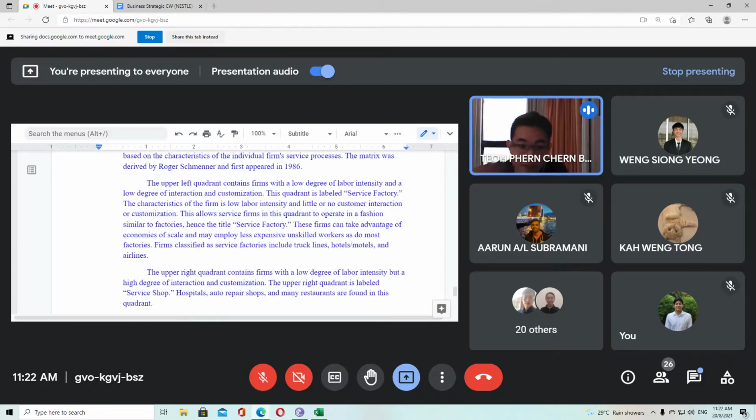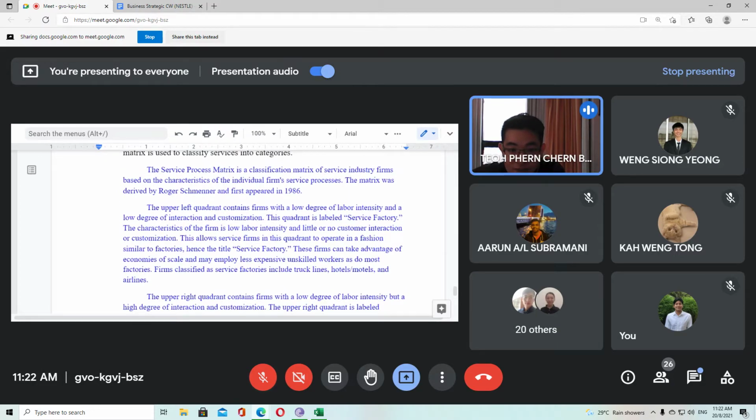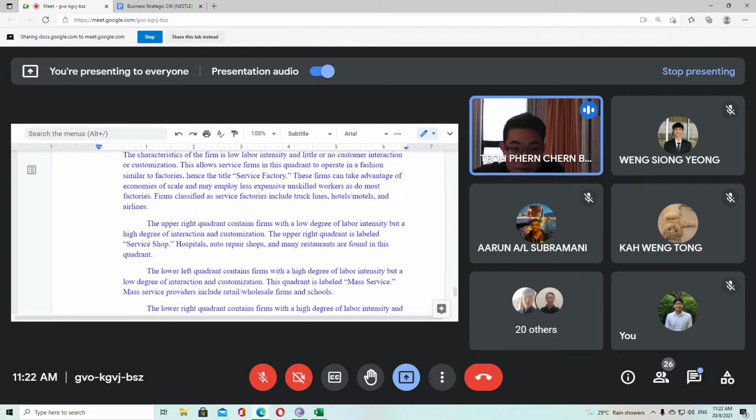All right, let's see something else. The next one, the only difference is labor intensity is still low, but you get a bit of customization. Hospitals, car repair shops, because your car has different problems, and humans also have different problems. So that's why we get a bit of customization, but labor intensity is still low. 1 person treats many customers. In hospitals, 1 doctor needs to treat many customers, 1 nurse has to deal with many customers.